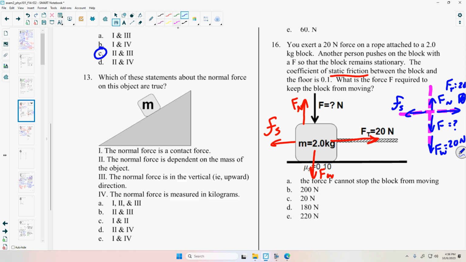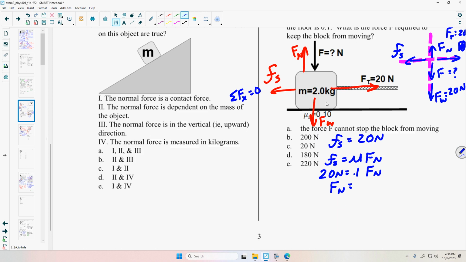A couple things I know. First of all, I know that Fs is equal to 20 newtons. You'll see how I got that? Because I know that the sum of the forces in the x direction is equal to 0. This thing is not moving. We don't want it to move. And so Fs and Ft have to be equal and opposite. So Fs has to be 20 newtons. And further, Fs is equal to mu times the normal force. That's 20 newtons is equal to 0.1 times the normal force. That means that normal force better be 20 divided by 0.1, or 200 newtons.